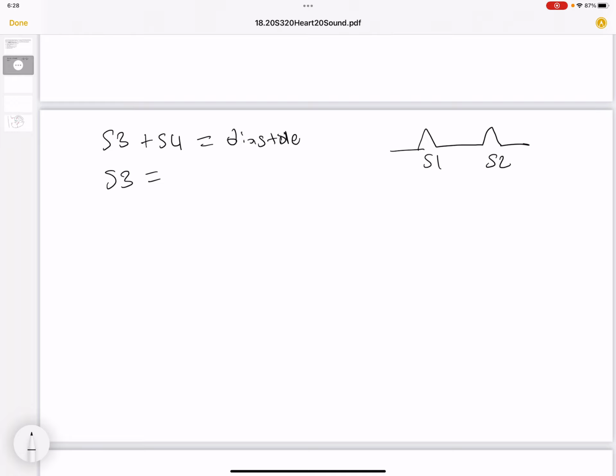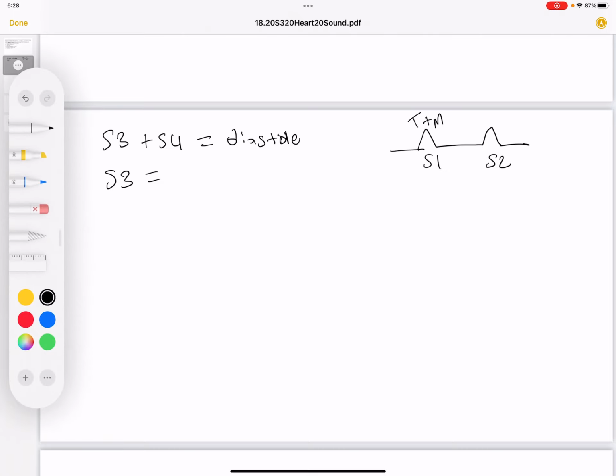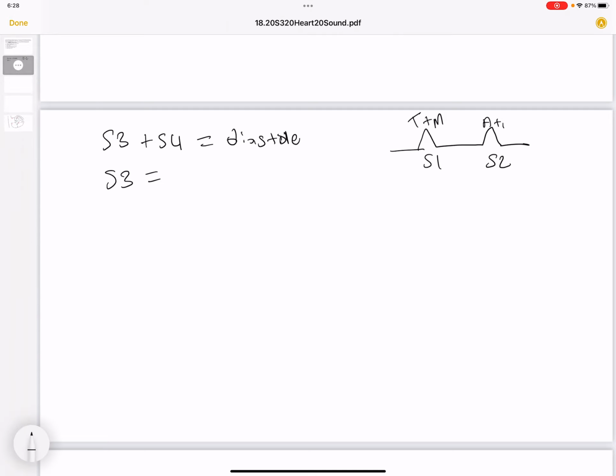S1 is going to occur due to the closure of the tricuspid and mitral valves, whereas the S2 heart sound is going to occur due to closure of the aortic and the pulmonic valves. Now, between S1 and S2 is systole, and between S2 and S1 is diastole.